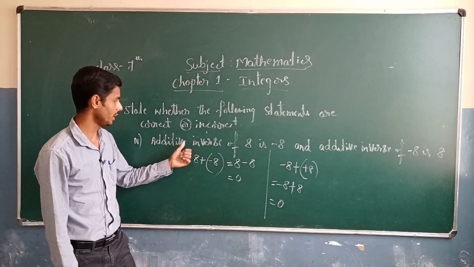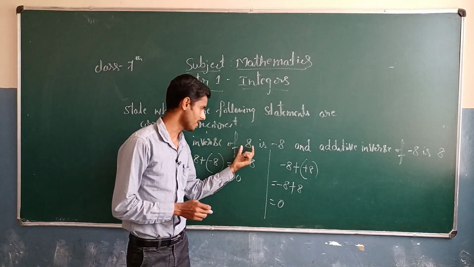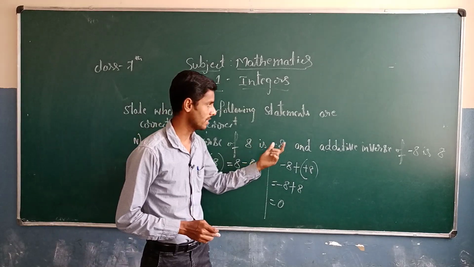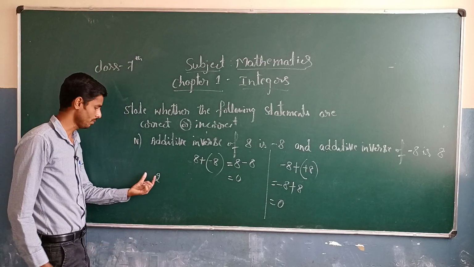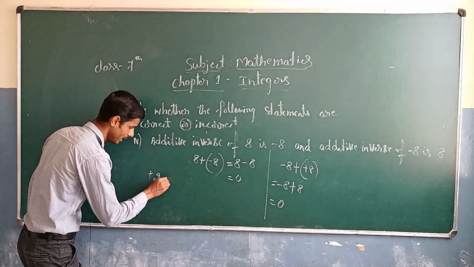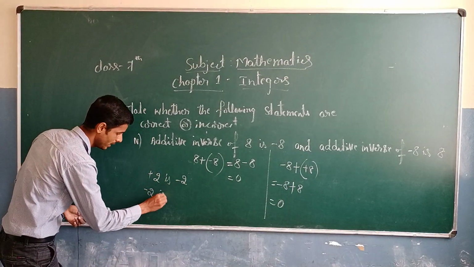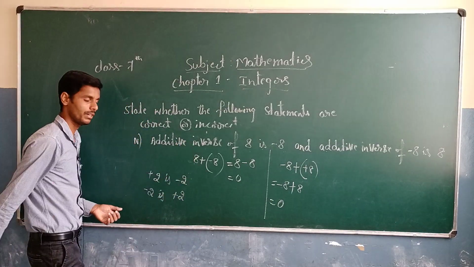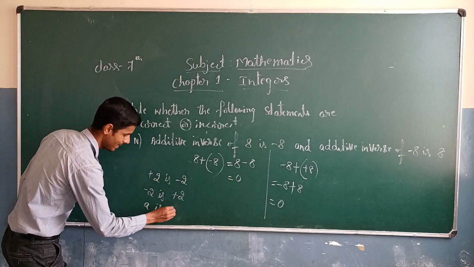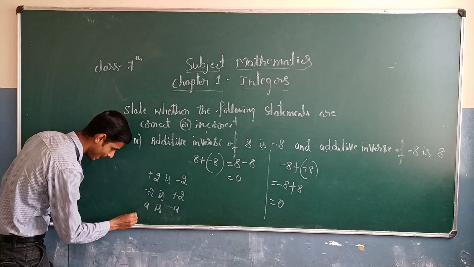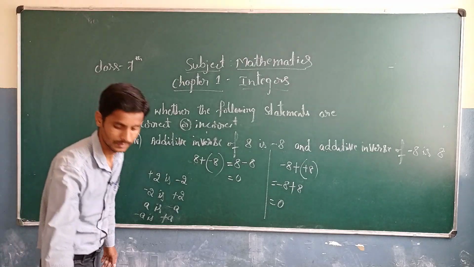Additive inverse is nothing but interchanging the sign. For plus it will become minus, for minus it will become plus. Then what is the additive inverse of 2? That is plus 2. The additive inverse of plus 2 is minus 2. The additive inverse of minus 2 is plus 2. In the same way, the additive inverse of a is minus a. The additive inverse of minus a is plus a. Clear? Okay.